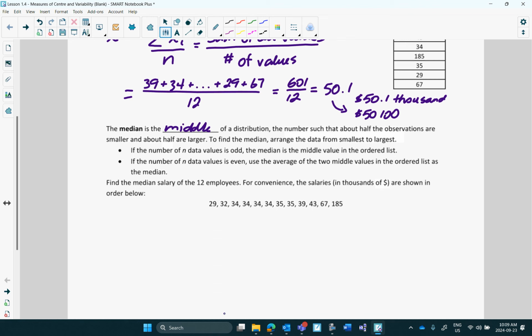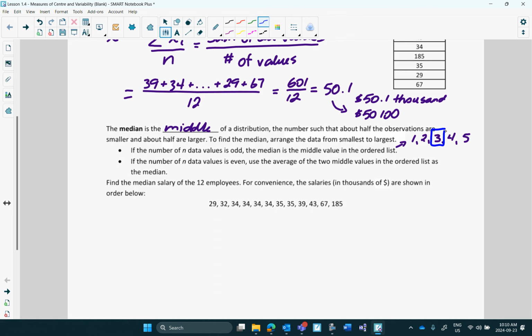So for example, if I gave you 1, 2, 3, 4, 5, the data has to be in ascending or descending order, but we usually do ascending. Pretty easy, just tell me the number in the middle. It's 3, because there are two numbers below 3 and two numbers above 3.